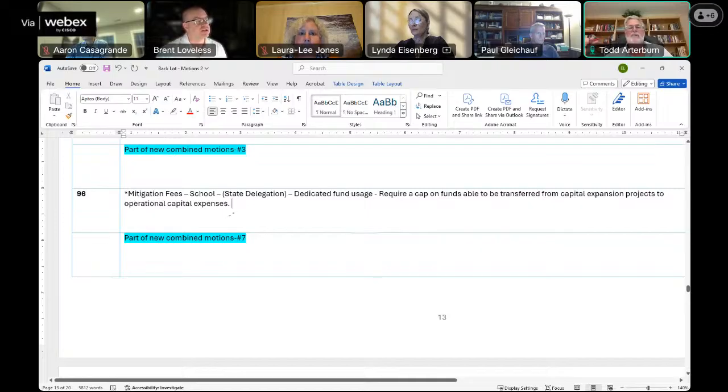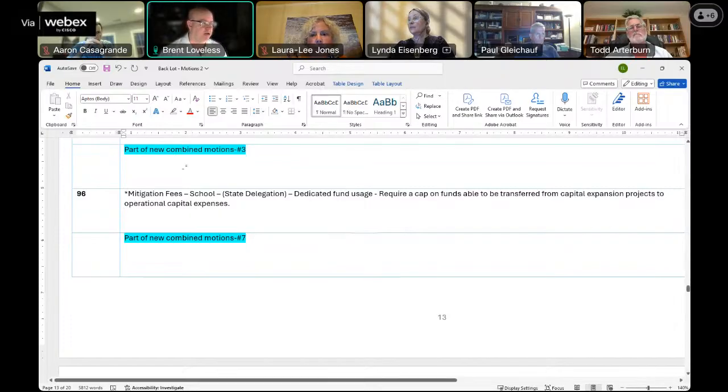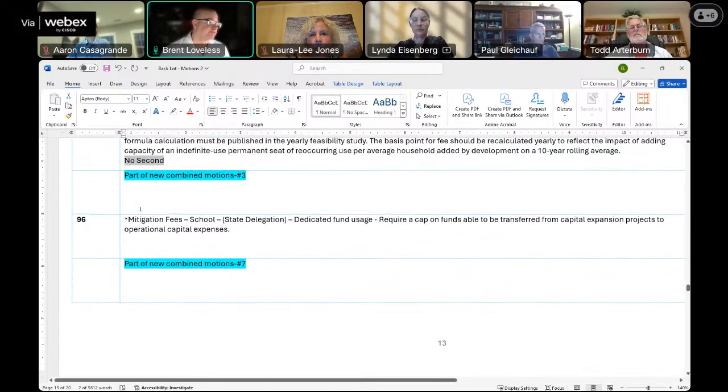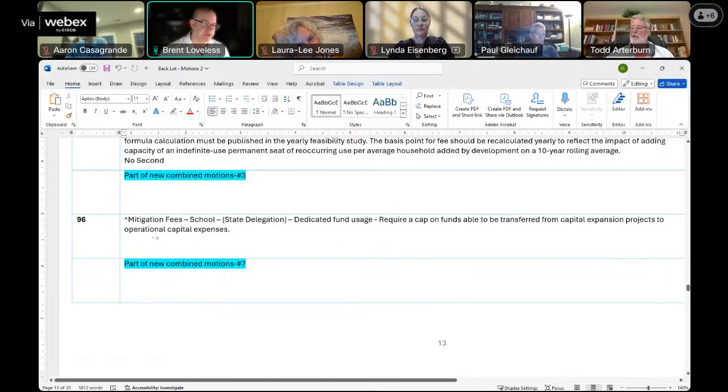Next item. 96, Brent? 96 regarding the state delegation, dedicated fund usage. Require a cap on funds to be transferred from capital expansion projects to operational capital expenses. Short version is reduce the slush funding of school surcharge fees for operational expenses or operational maintenance. But they're not allowed to be used that way now. I don't understand. There are exemptions in there, and they are being used. And if everyone were to read the report, they would see many examples of which.